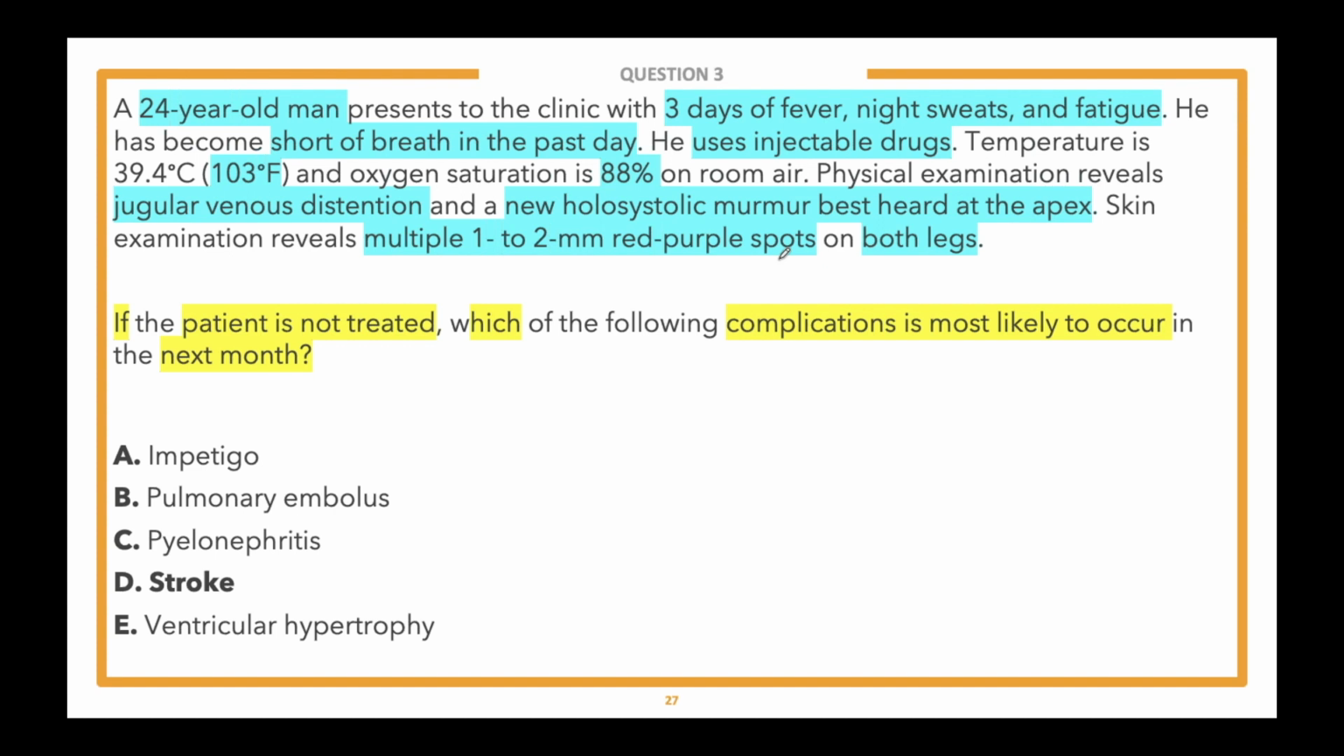So a little bit of a tricky question. Let's look at the other answer choices, and maybe why those are incorrect. Ventricular hypertrophy. If you have valvular disease, that can cause ventricular hypertrophy, but that's more of a chronic, long-term issue, not something you would see in the next month, okay? Pyelonephritis, that is a complicated upper UTI or urinary tract infection, and that's not what's going on here. It's one you can cross off.